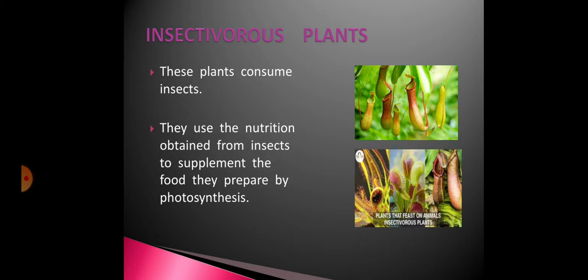In the pitcher plant, a leaf becomes modified to form a pitcher-like structure with a lid. Inside the pitcher, there are hairs pointing downwards. When an insect enters in the pitcher plant, the lid closes to trap the insect and it gets entangled in the hair. The cells of the pitcher plant secrete digestive juices to digest the insect. They use the nutrition obtained from insects to supplement the food they prepare by photosynthesis.